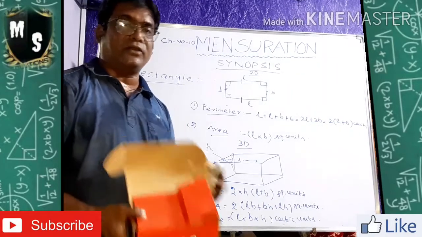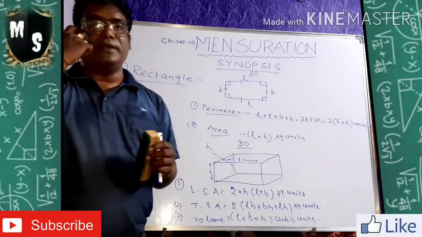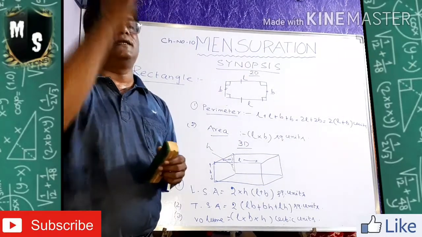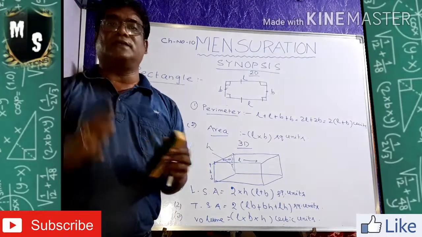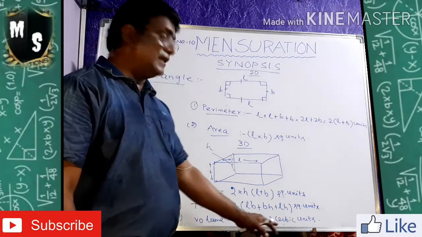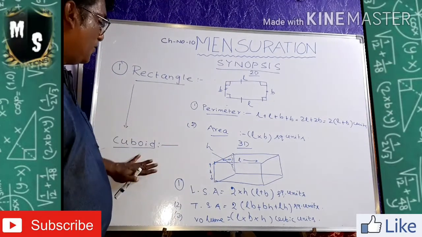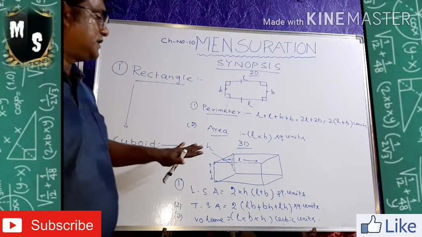Clear? You can take your room also, no problem. A room is a very good example of a cuboid. Length is there, breadth is there, and height is there also. And inside the room, what is there? That is the volume of your room. And it is L into B into H, in cubic units. I hope you understood the cuboid. So our first chapter is the cuboid.